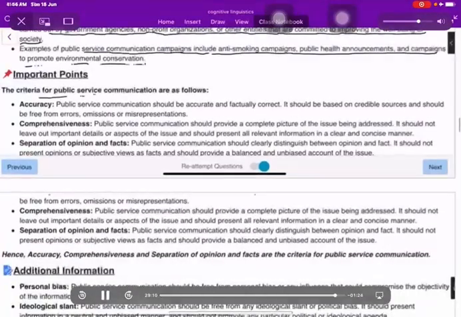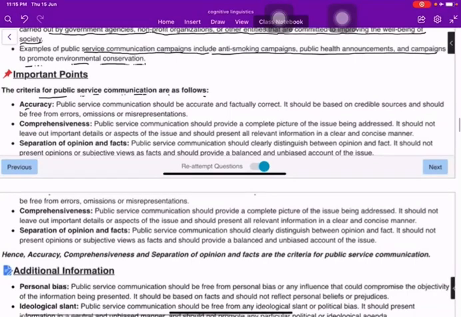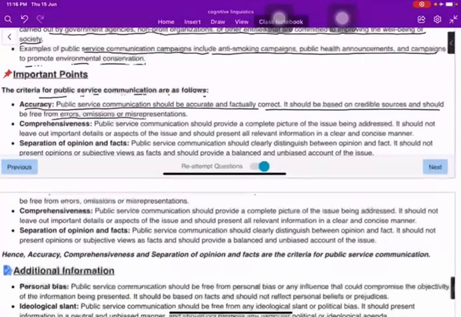The criteria for public service communication are as follows. Accuracy. Public service communication should be accurate and factually correct. It should be based on credible sources and should be free from errors, omissions, or misinterpretations. Comprehensiveness. Public service communication should provide a complete picture of the issues being addressed. It should not leave out important details or aspects of the issue and should present all relevant information in a clear and concise manner. Separation of opinions and facts.